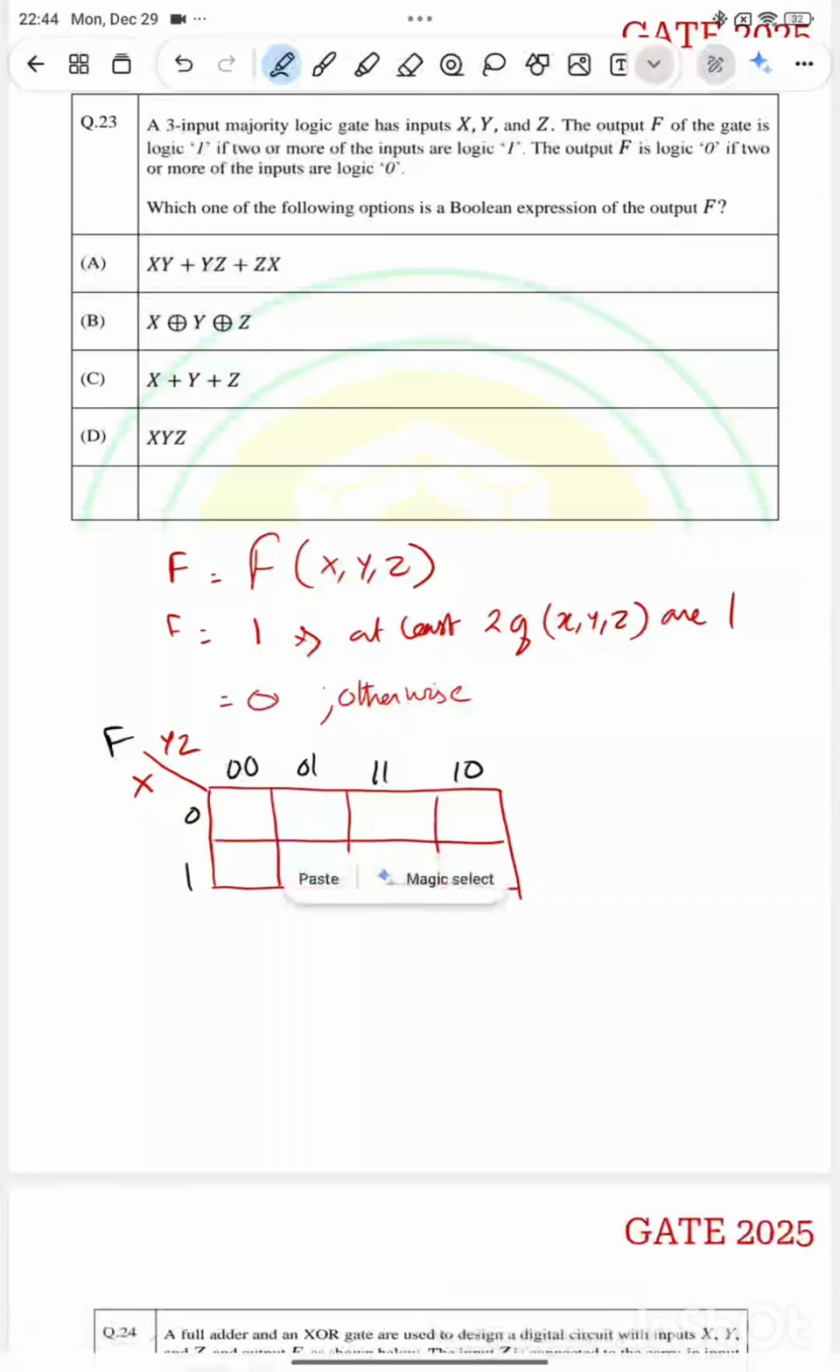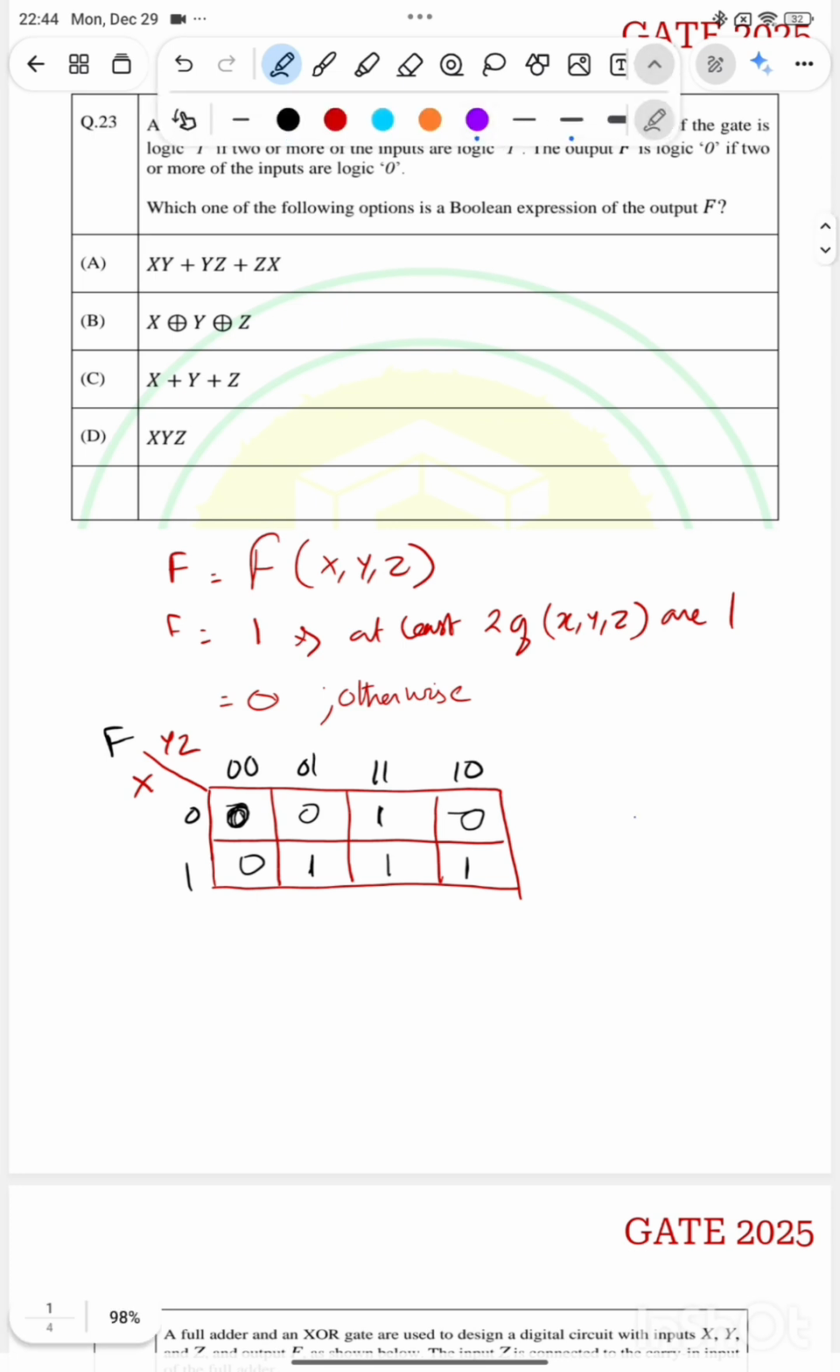So for this, if x, y, z is 0 0 0, the output will be 0. If it is 0 0 1, it is 0 because only one 1, right? If it is 0 1 1, it is 1 because 2 ones are there. If it is 0 1 0, only one 1, so it is 0 again. Here it is 1 0 1, so again 1. 1 1 1, so 3 variables are 1, so 1. 1 1 0, again 2 variables are 1, so output is 1, right? So I can club this, I can club this, and I can club this.